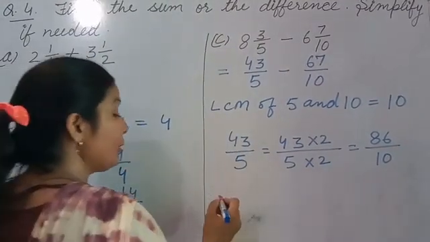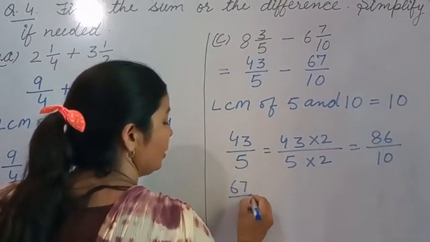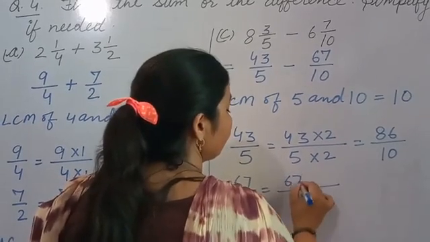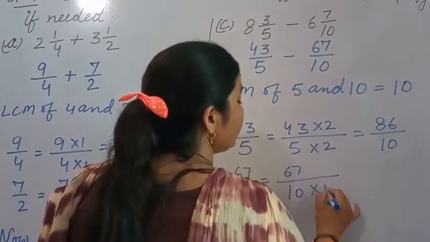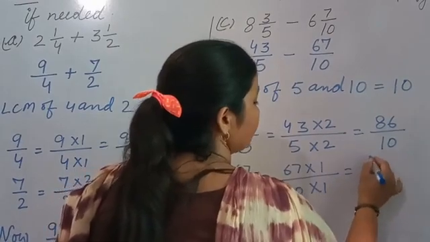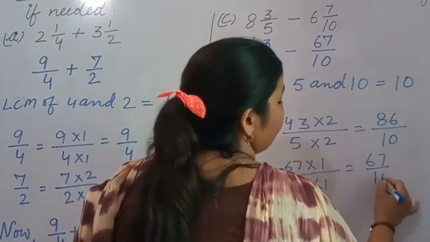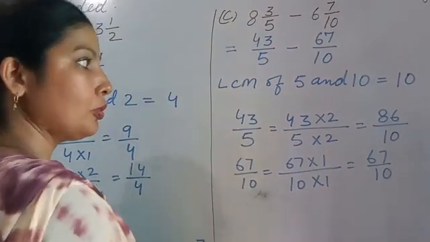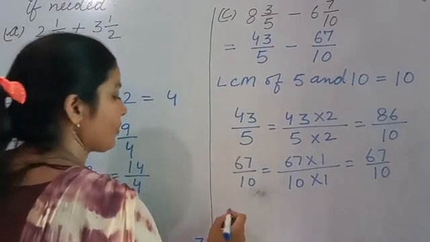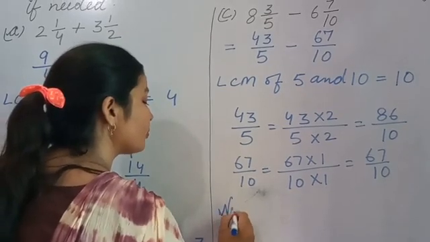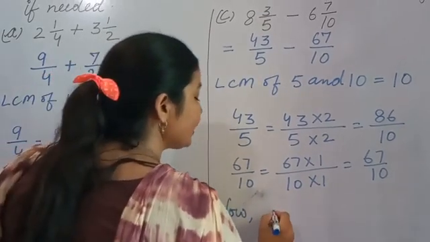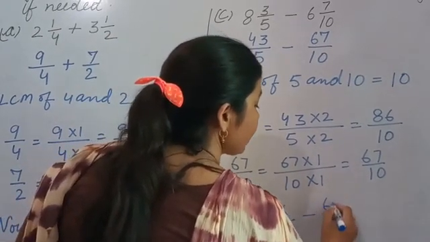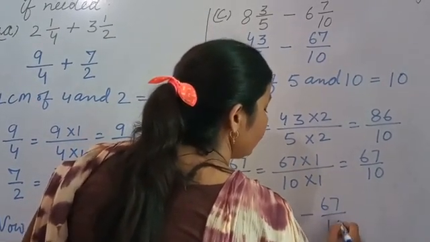Next 67 upon 10. It is already 10, so it should be multiplied by only 1. 67 upon 10. On the one number we have the same. 67 upon 10. Now both are 10, 10. So we can do subtraction because both denominators are same. Now 86 upon 10 minus 67 upon 10.